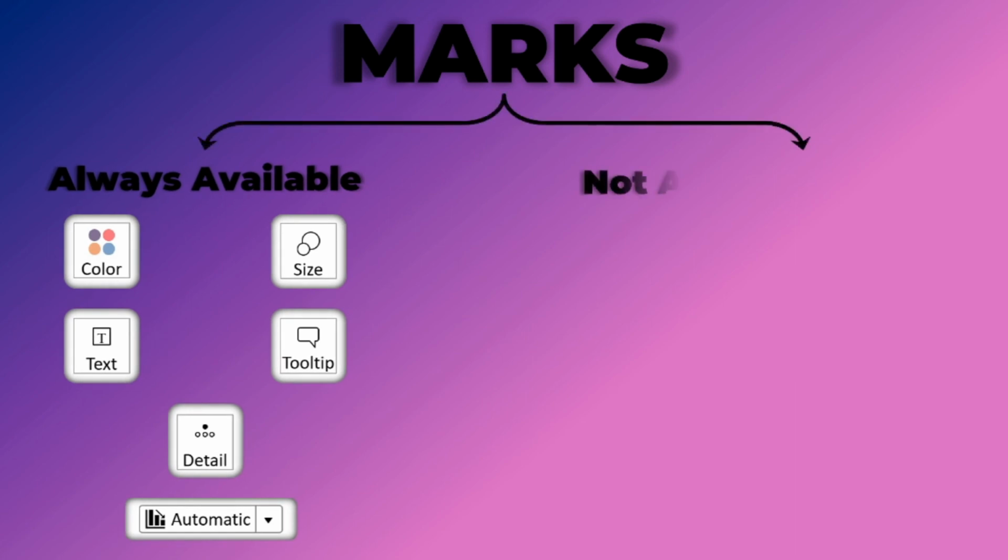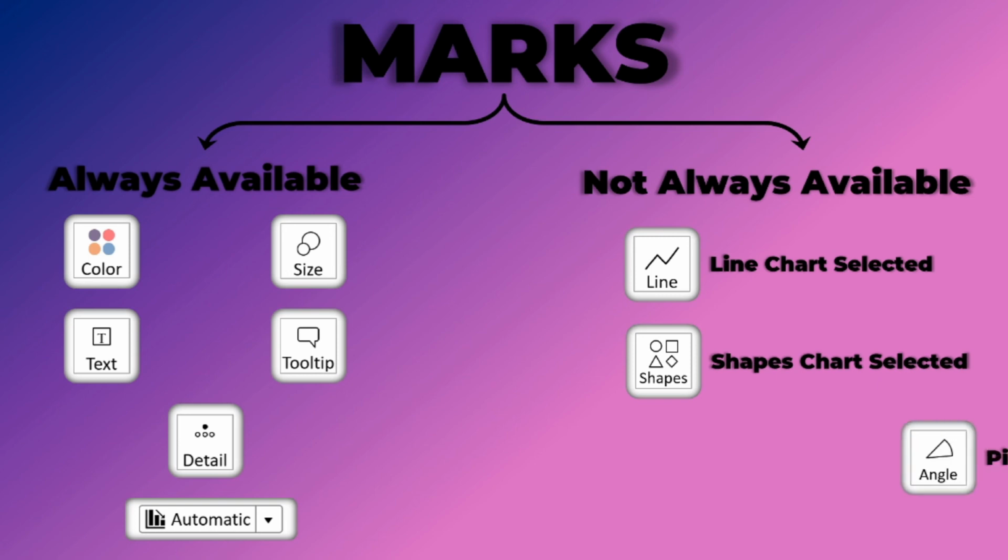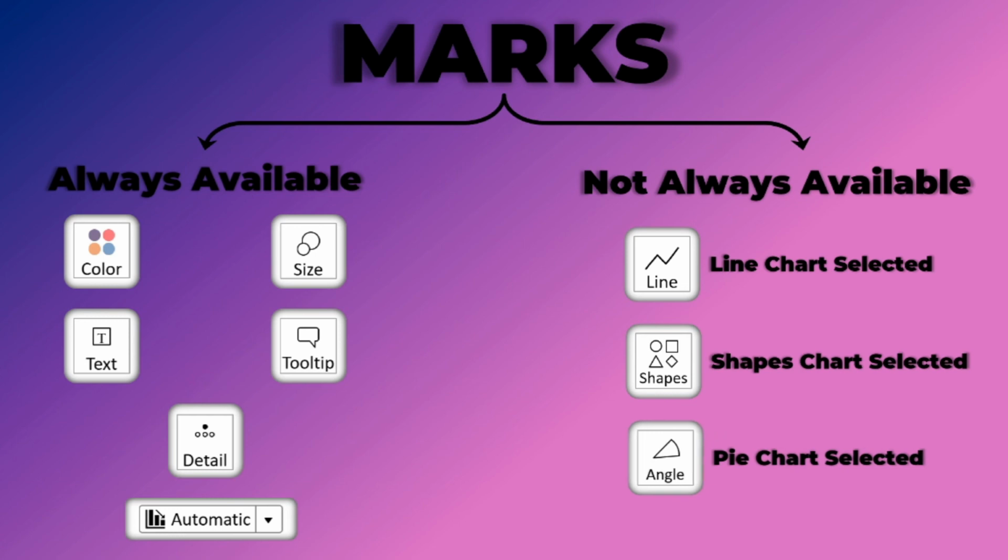But besides this, we have some marks that are not always available, and these are the line mark, which can be used when a line chart is selected. We have the shape mark, which can be used when we are changing the shapes of the charts, and that is available on scatter plot, circle and square charts. Further, we have the angle mark, which is shown when a pie chart is created. This mark is used to define the angle of various pies.